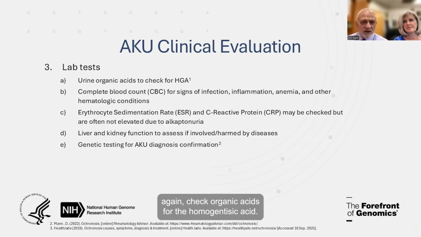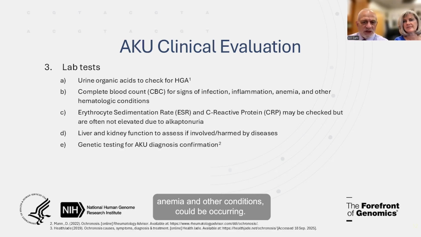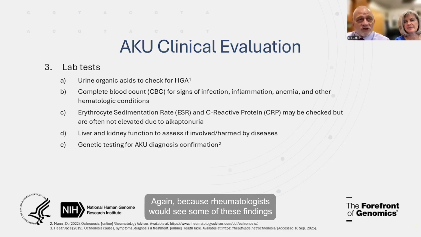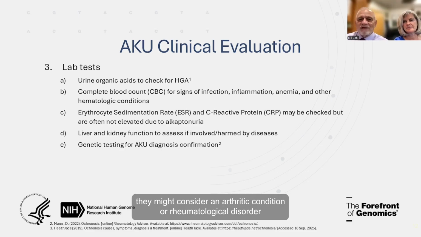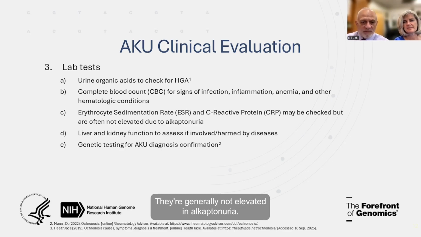Lab tests, again, check organic acids for the homogentisic acid. Be good to get blood counts to essentially rule out other things, because infection, inflammation, anemia, and other conditions could be occurring. And the SED rate and the C-reactive protein can be checked, but they're not generally elevated. Again, because rheumatologists would see some of these findings and see some of the patients with these findings, they might consider an arthritic condition or rheumatological disorder and therefore get inflammatory markers. They're generally not elevated in alkaptonuria.